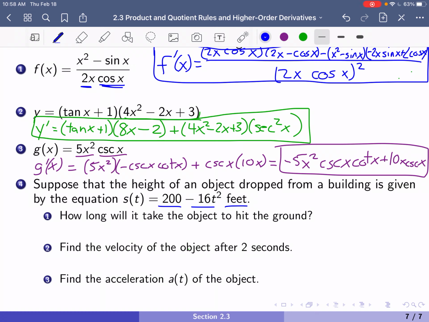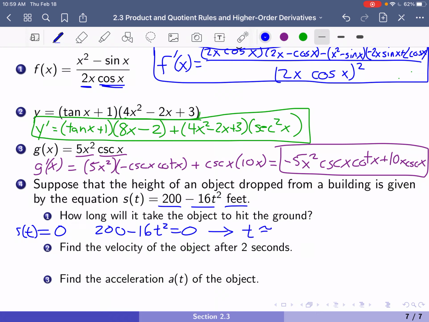Right? So we want to know, on this first question, when will its position, that's S, when will the position be 0? So 200 minus 16t squared, when is that going to be equal to 0? And we can go through and solve this. You could use your quadratic formula. Because this only has a t squared term and no t term, you could add 16t squared to both sides and then divide by 16 and take the square root.